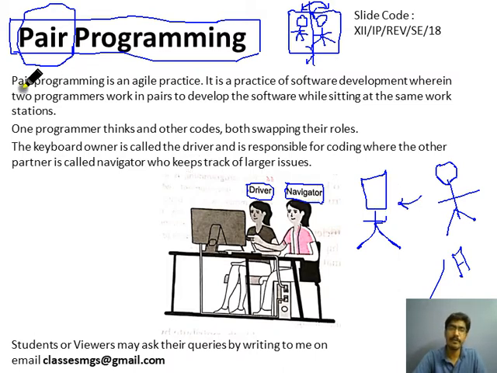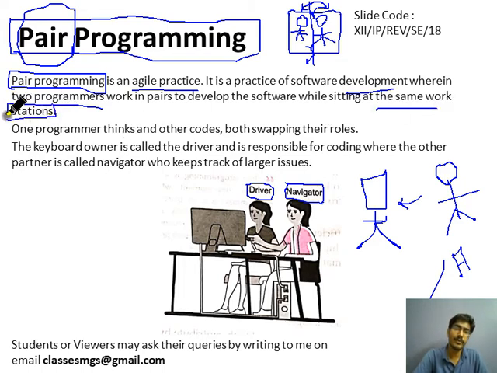Similarly, pair programming is an agile software development practice in which the software development is done by two programmers who work as a pair, sitting at the same workstation. A workstation means a computer that is basically used for the development of the software. On the same computer there will be two persons developing the same software. This is known as pair programming. One person will act as a driver and another person will act as a navigator.